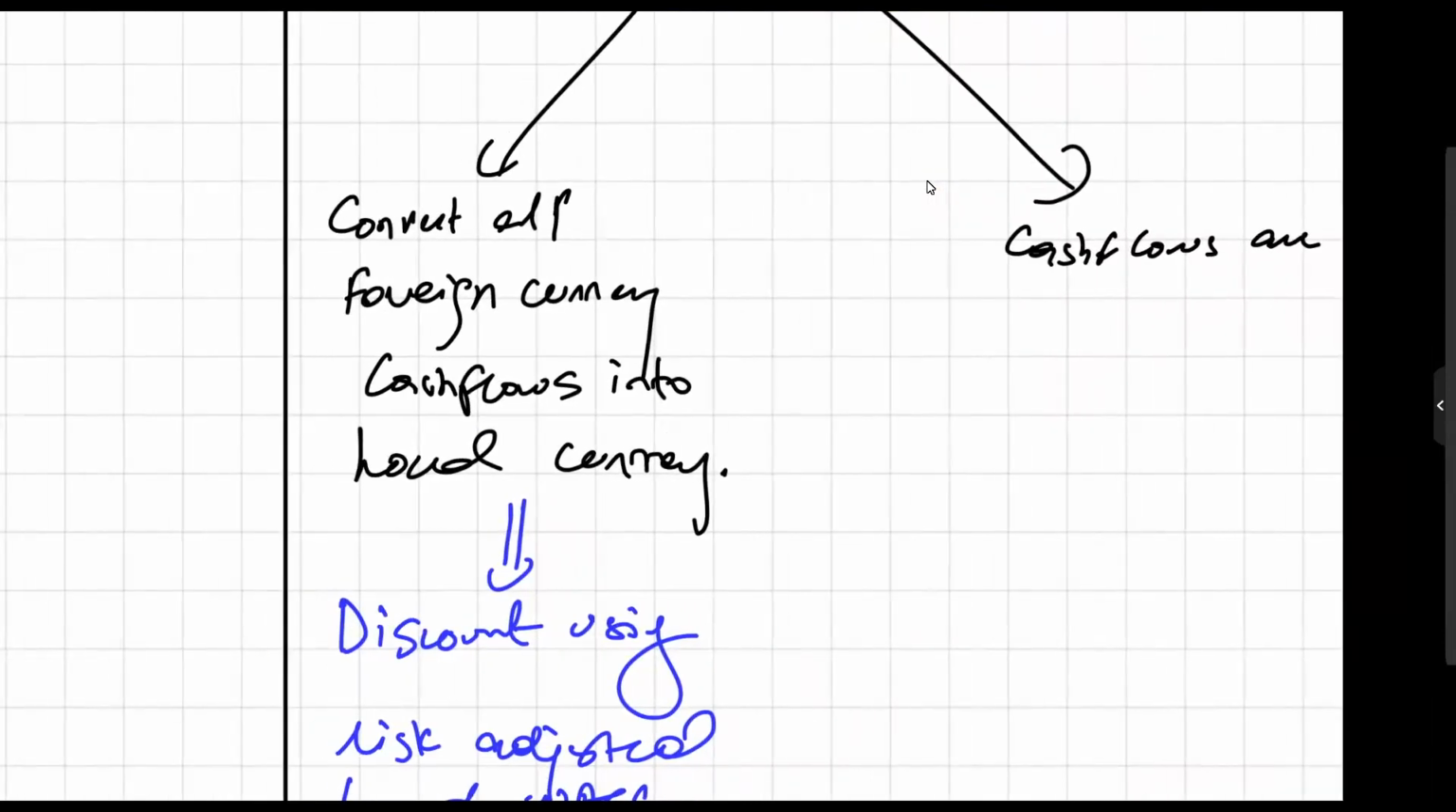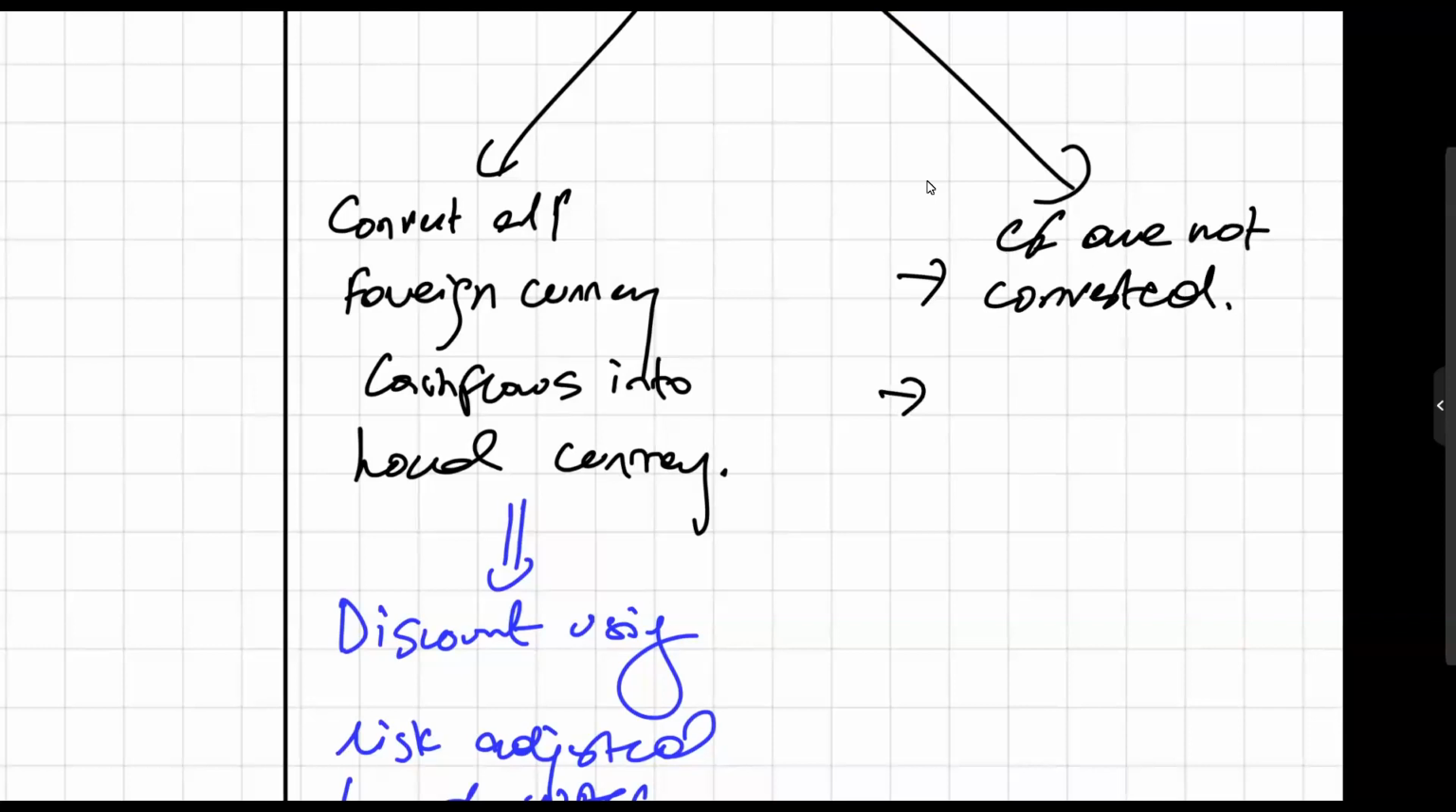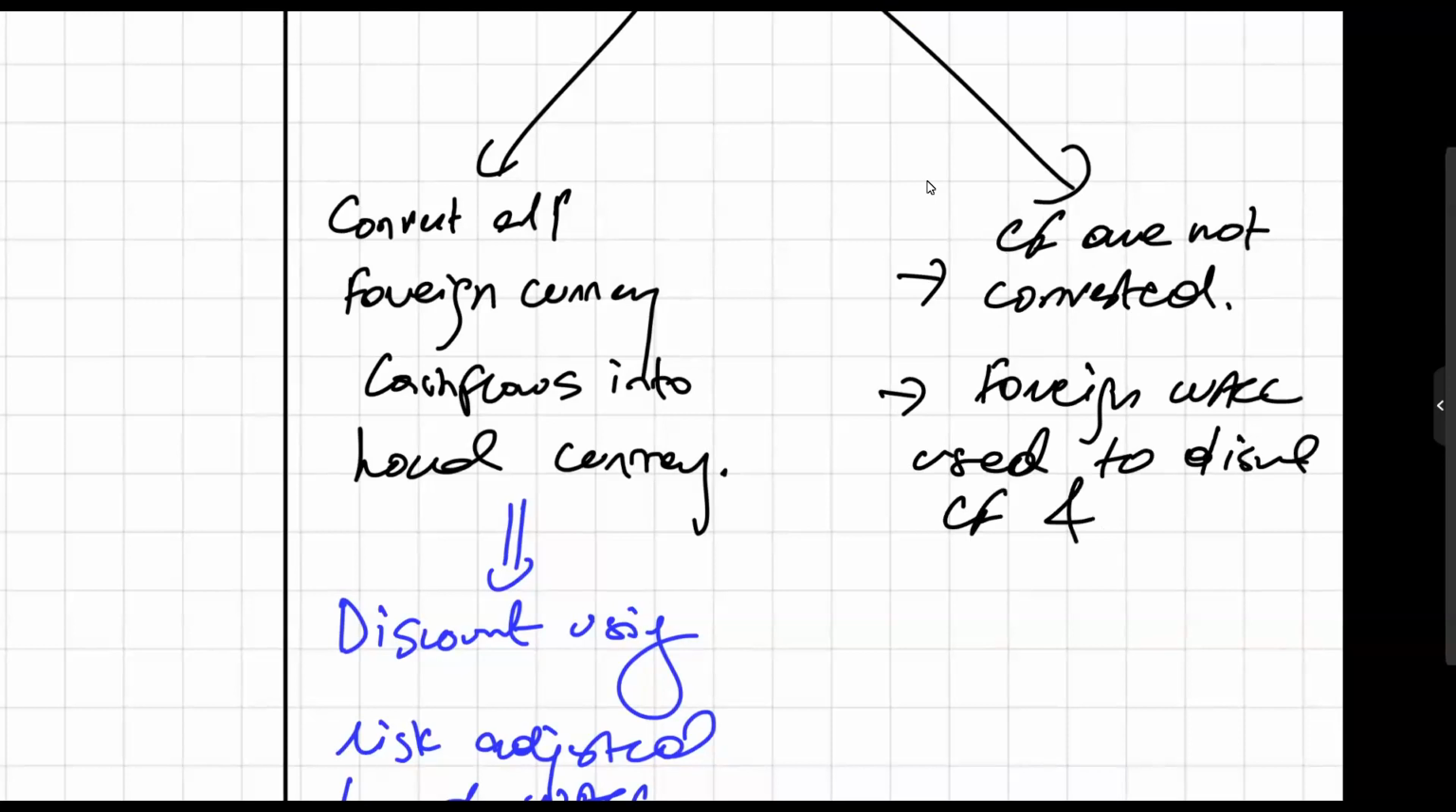cash flows are not converted. A foreign VAC is used to discount cash flows and establish the foreign currency NPV.